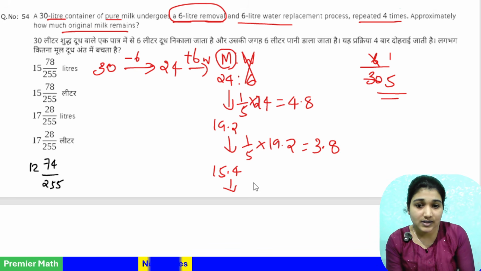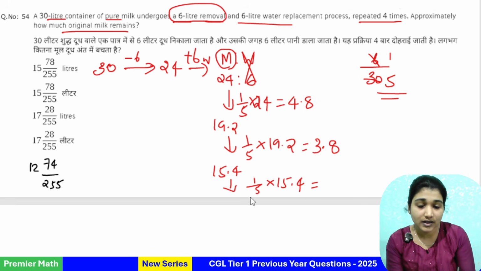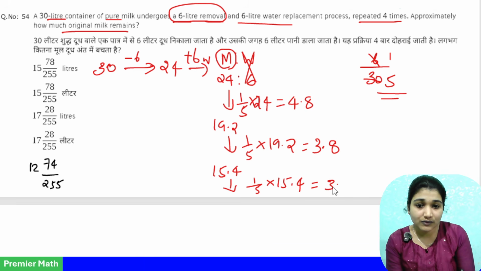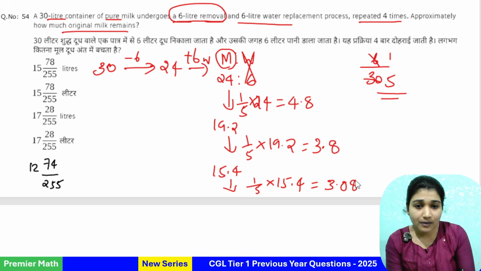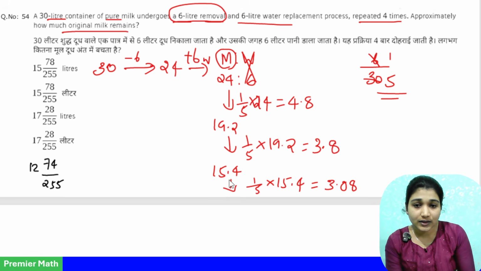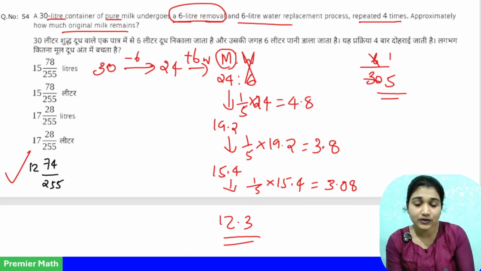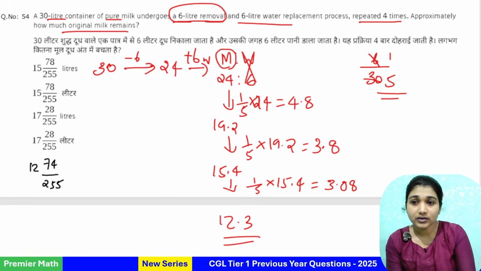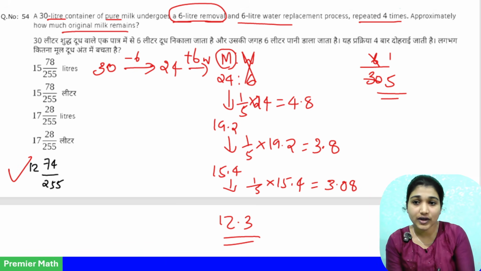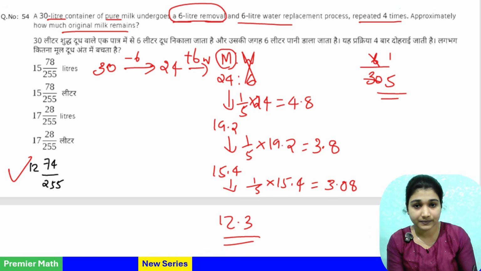Now from this again 1 by 5 of 15.4 is taken out. 5 goes 3 times in 15 and here 5 goes 8 times in 40. Now 15.4 minus 3 is equal to 12.4. So this is around 12.3. Option 4 is your answer. So in this way you can find the answer, or you can use the formula method.